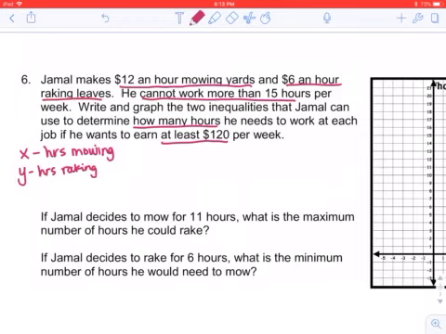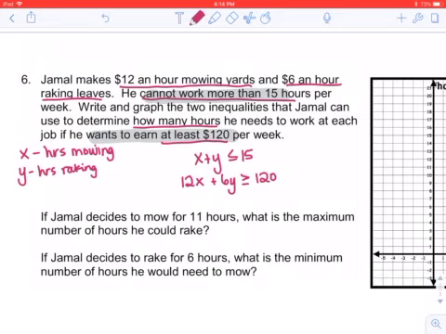Well, the first limitation they give me is that he cannot work more than 15 hours. So if I just add the hours together, it needs to be less than or equal to 15. His mama does not want him to work more than 15 hours. Then the second thing they give us is that he wants to earn at least $120 per week. So if he earns 12 for every hour he mows, that's 12x, plus 6 for every hour he rakes, we want that to be at least 120. That means more or equal to 120.